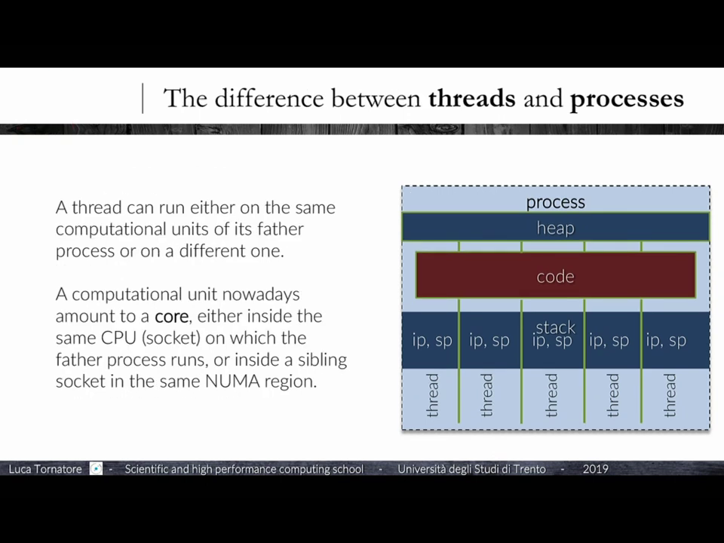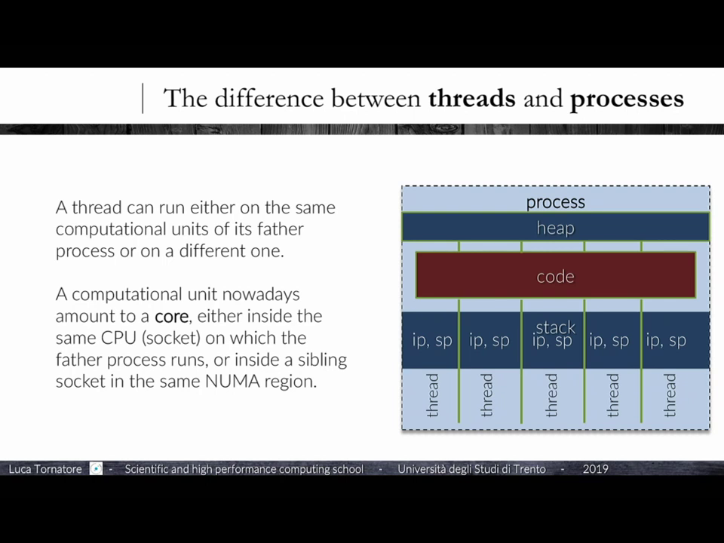And nowadays, the computation unit is a core, basically. So inside the same CPU, you can have threads. That is where the threads live, actually. They can live inside the same CPU where the parent processes live, or even in other sockets, so in other CPUs that are in the same NUMA area. NUMA is non-uniform memory access area.